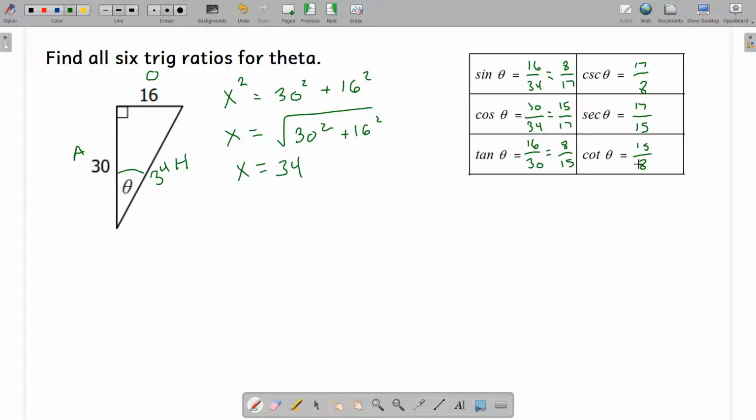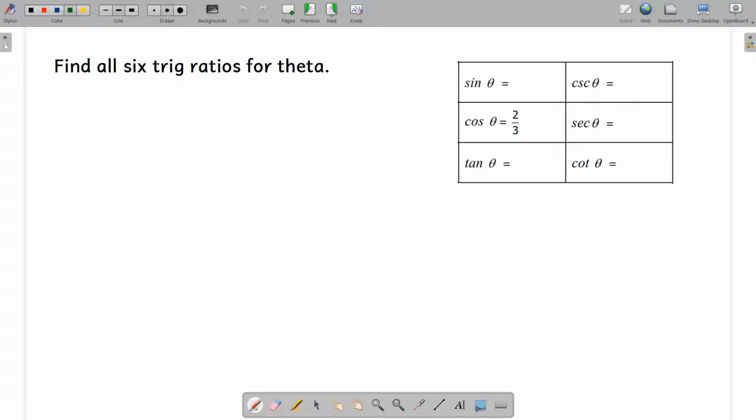So let's look at one that's a little more confusing. We're going to find all 6 trig ratios for theta, but we don't have a triangle. The only piece of information we start with is that cosine of this angle theta is 2 over 3. So since we don't have a triangle, I'm going to draw one. And remember, it's a right triangle.